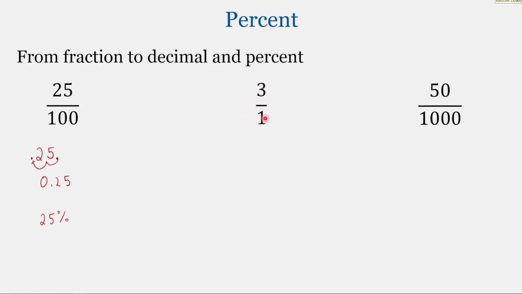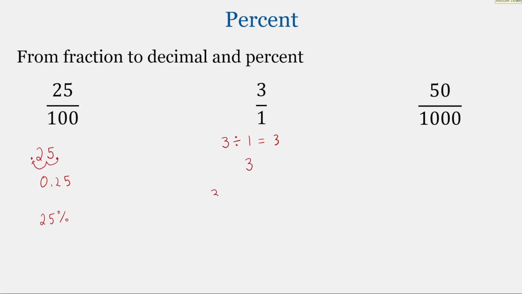For the second problem, we have the fraction 3 over 1. This is division, so we have 3 divided by 1. Go back to your early math facts, and 3 divided by 1 is 3. So in decimal form, this is the number 3.